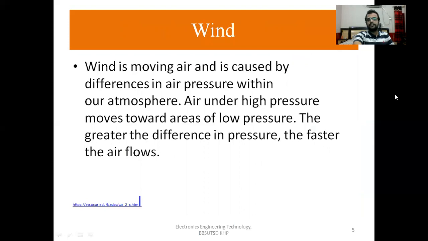Okay. So wind is moving air and is caused by differences in air pressure within our atmosphere. Air under high pressure moves towards areas of low pressure. The greater the difference in pressure, the faster the air flows.